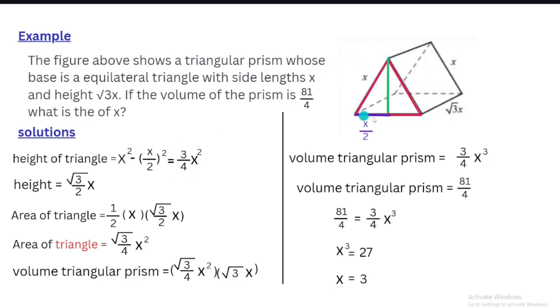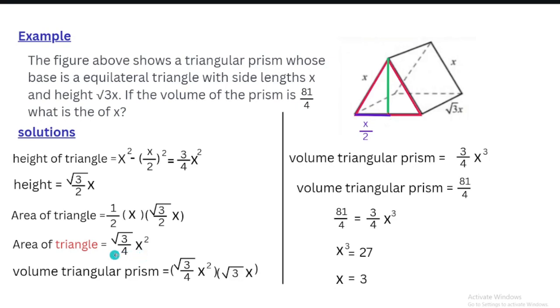x squared, this is a right angle triangle. To find the height, we will apply the Pythagorean theorem. x squared minus (x/2) squared, this square minus this square equals the height squared. So this is the height squared. To get the root of this, so this is the value of the height. Now we will get the area of this triangle. The area of a triangle is half base times height. So the base is x. The height is root 3/2 x. The area of the triangle is root 3/4 x squared.